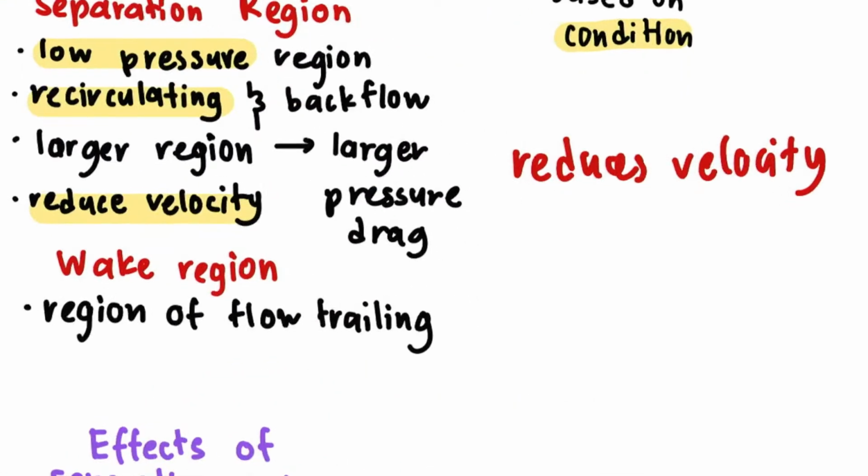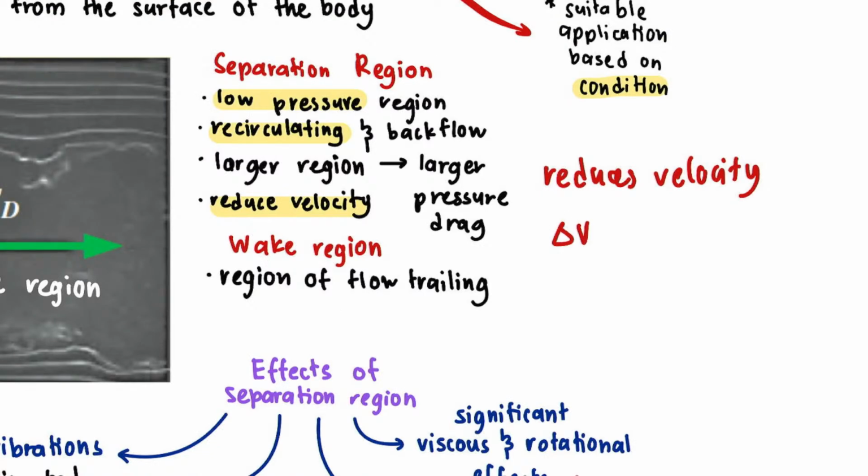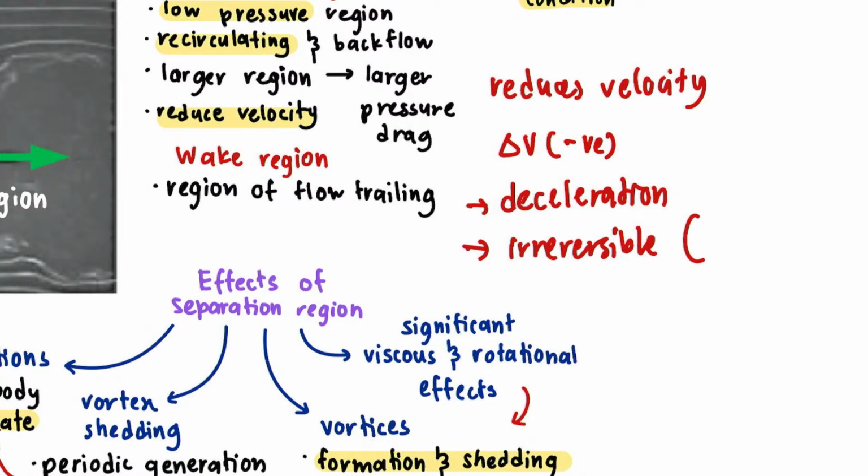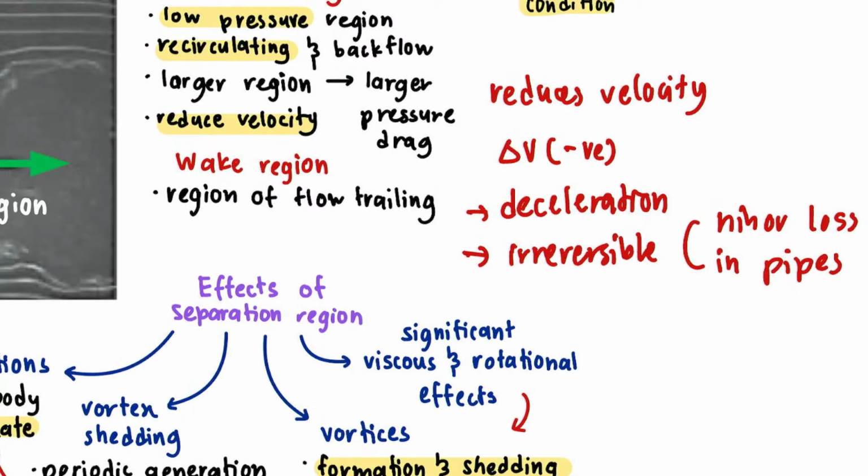What happens when the delta V is negative? It means that there is deceleration. So this deceleration is irreversible. That is where we find the minor losses in pipes, or in the components, my bad.